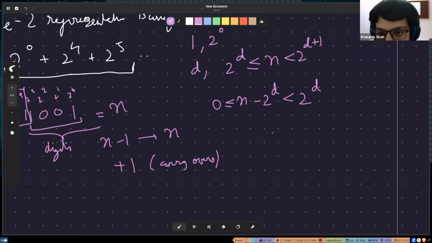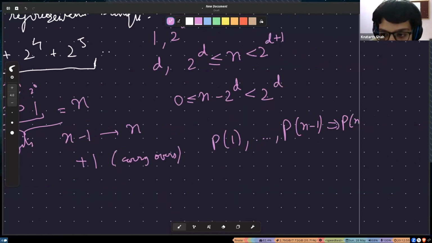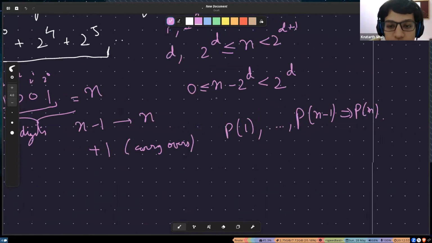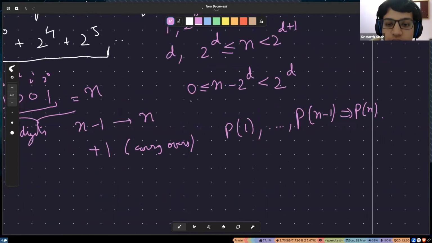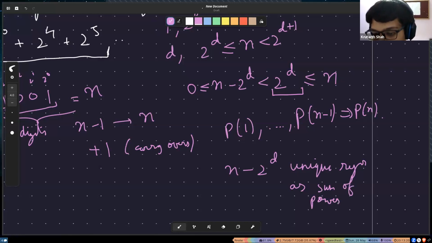So let's say everything until n-1 is already shown. So P of 1 is shown till n-1. And now I want to show P of n using this, right? So now I know that this number is less than 2 to the power of d, which is obviously less than n. So I know that this number has a unique representation as sum of powers of 2.